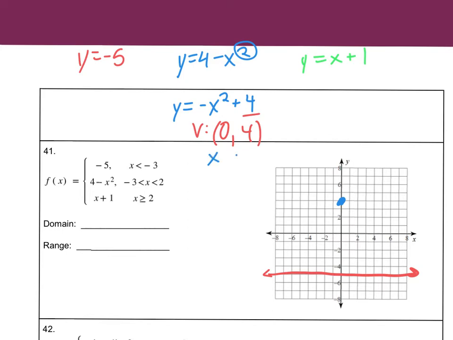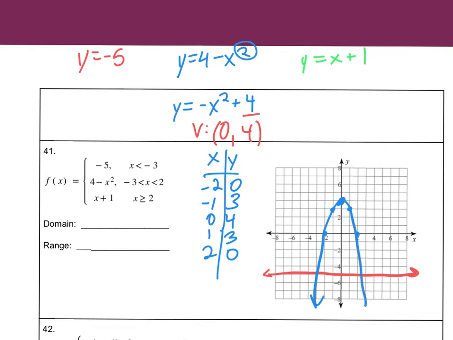And then I've got to make a T-chart. (0, 4) is the middle number, 2 numbers to the left, 2 numbers to the right. Plug them into that equation. So I'm going to do negative, parenthesis, -2, close parenthesis squared, plus 4. Gives me 0. Now I'm going to go back and put in -1. Gives me 3. Now a positive 1 is going to give me 3, and a positive 2 is also going to give me 0. So (-2, 0), (-1, 3), (1, 3), (2, 0). We'll plot the whole thing.